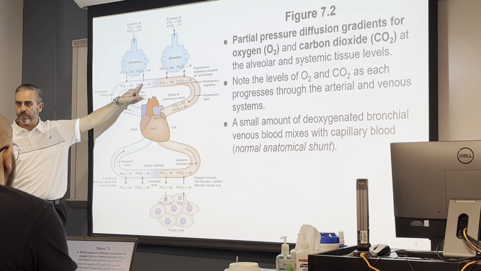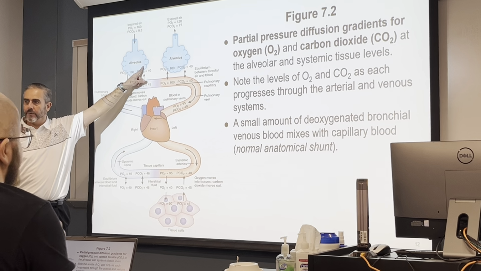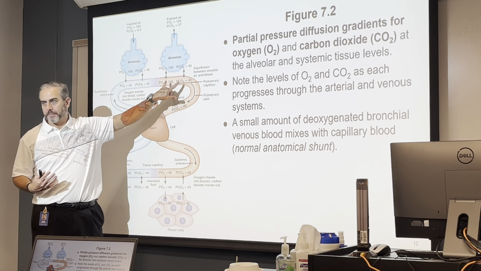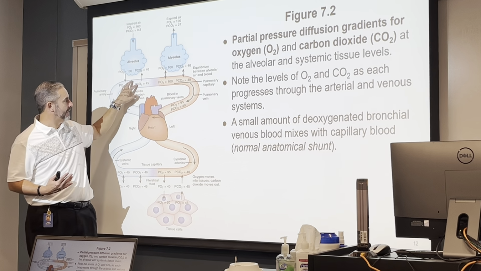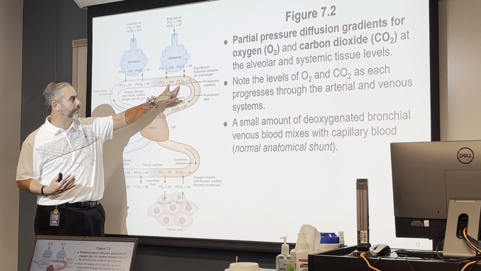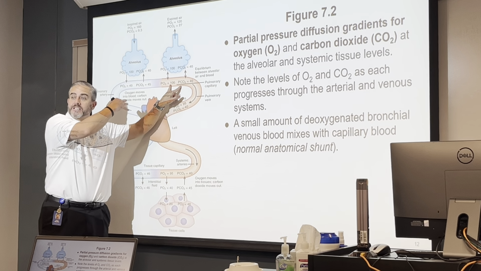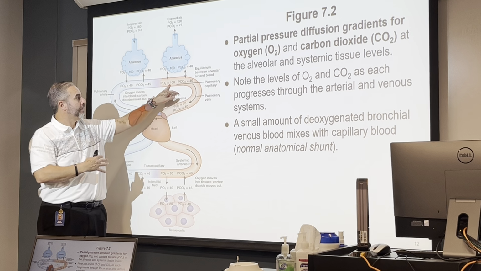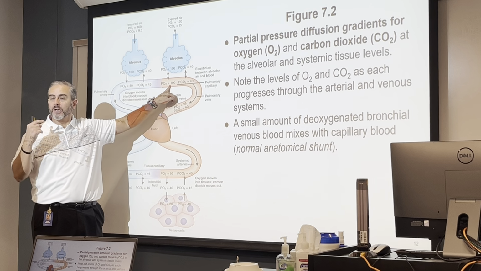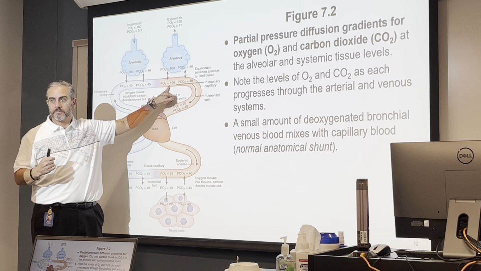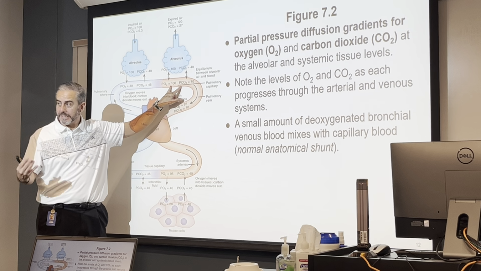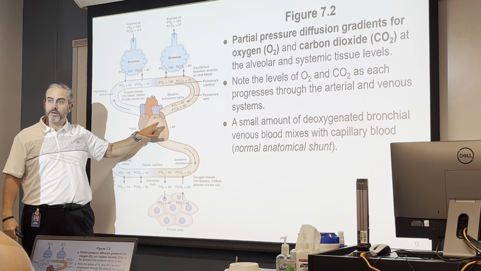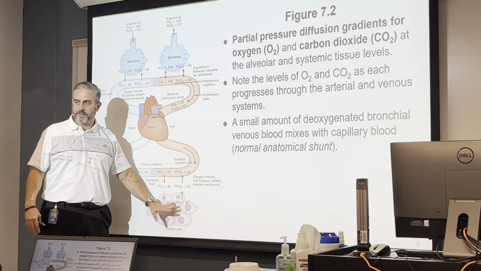So where's CO2 going to want to go? To where the lower number is, until what happens? Equilibrium. Okay, so now we've reached equilibrium. On our arterial side, the PO2 is about 100 millimeters of mercury, and CO2 is about 40 millimeters of mercury. This is what's going to go back to the heart, and then the heart pumps that to the tissues that need them.